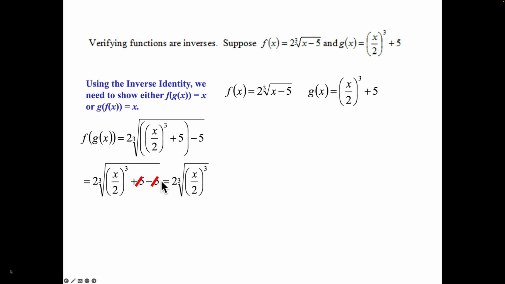Then we have 2 times the cube root of something cubed. Those cancel. It's 2 times x over 2. The 2's cancel. I'm left with x.